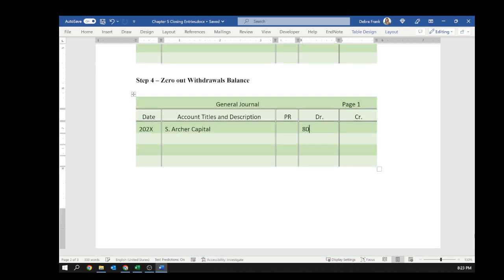All right. And to get rid of withdrawals, which had a debit balance, we'll do a credit. And hey, we're done. And so those are our closing entries. We'll post them to these accounts, and then we're going to go ahead and do our post-closing trial balance in the next video.